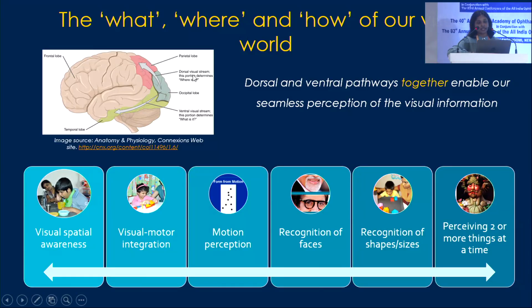So it's not just ending at the occipital lobe, the damage extends towards the parietal lobe and also towards the temporal lobe, and children with CVI can have difficulties with visual spatial awareness skills, with visual motor integration. A simple eye-hand coordination task can be very challenging for these children. Motion perception, even a basic task like recognition of shapes or sizes or faces can actually be very challenging. And even perceiving two or more things at a time, especially when the child has to spot the mother in a group of parents, the child may find it to be very difficult.